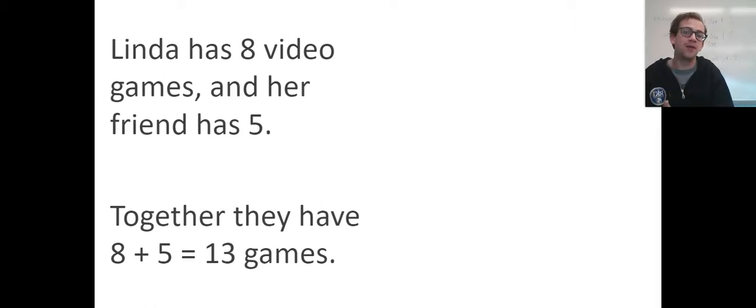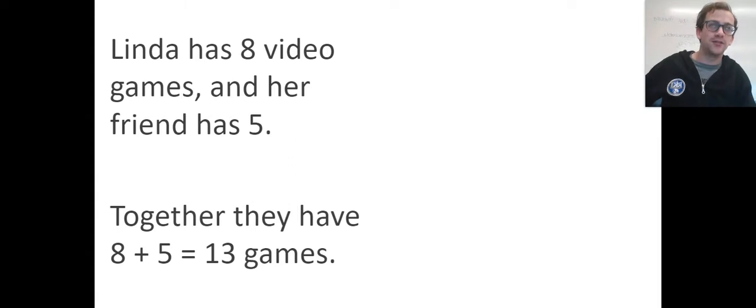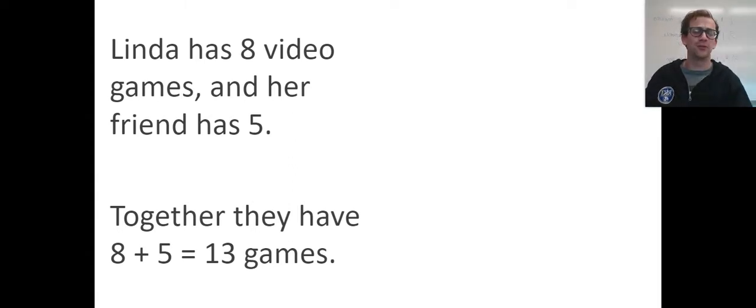So we've been practicing writing addition sentences by using chip models and number lines. And here's an example of sometime that we might want to use a chip model. Right here it says Linda has 8 video games and her friend has 5, which means altogether they have 8 plus 5 equals 13 games. That's second grade level work. You know 8 plus 5 equals 13.